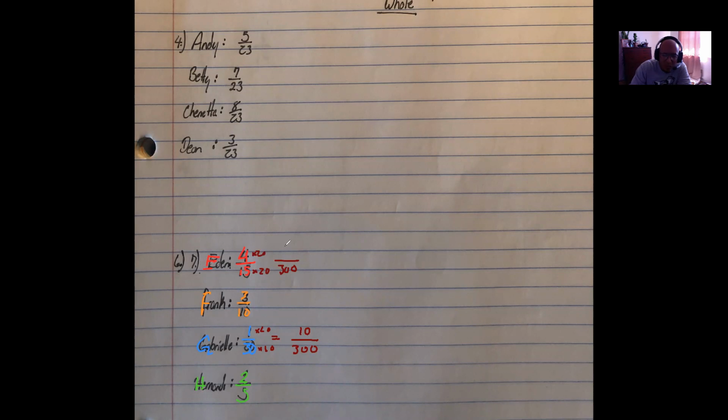So 4 times 20 is going to be 80. So Eden received 80 of the votes. Okay? That's exactly how many votes she received. For Frank, 10 times 30 is going to be 300. So 3 times 30, notice how on both the numerator and the denominator, I'm increasing them by the same factor, by the same amount. I'm literally multiplying by the same amount. So 3 times 30 is 90. So he received 90 out of 300 of the votes. And Hernando, we have 5. 5 times what gives you 300? I would believe it's 60.